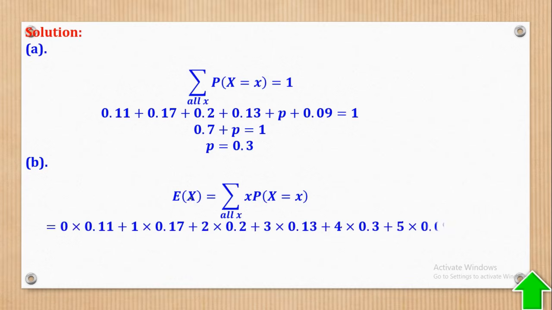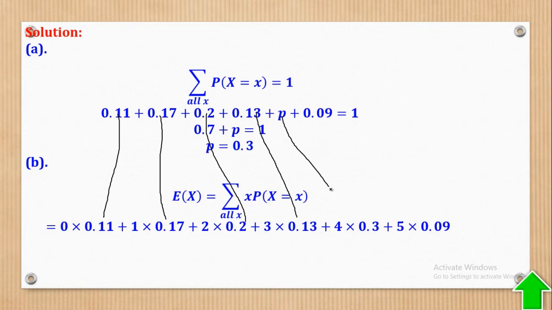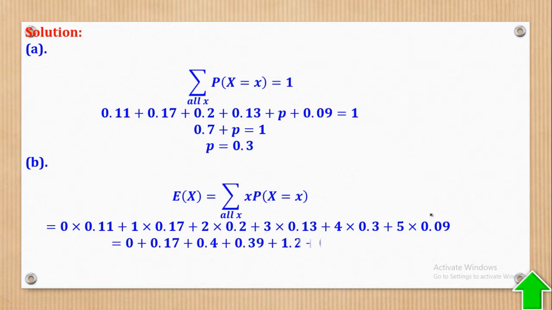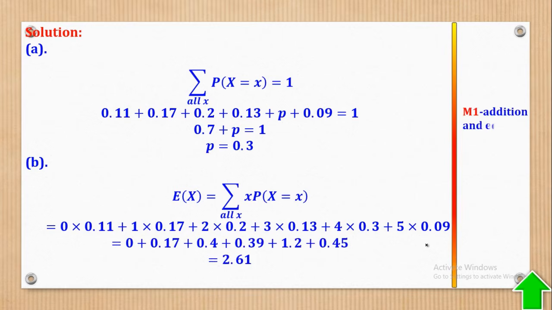So you come here and multiply the values of x with their corresponding probabilities. When x is 0, probability is that. When x is 1, probability is that, when x is 2, probability is that, when x is 3, probability is that, when x is 4, probability is that, because you have got p is equal to 0.3, and when x is 5, probability is that. Now when I use the calculator, I'll come up with what they want, and that will be my mean or expected value of x. So basically that's what they wanted.